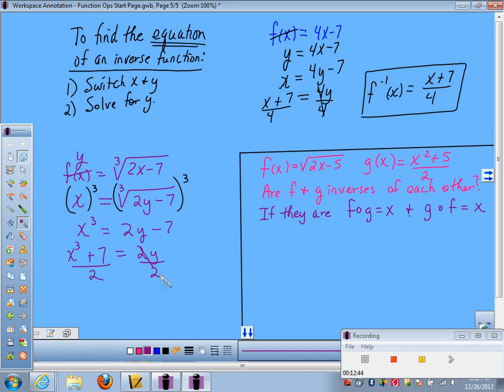Am I done? Is that my answer? Hopefully you said no, because you need to put the inverse symbol back on it to say, hey dude, this is my inverse. And so my inverse function is x cubed plus 7 over 2.